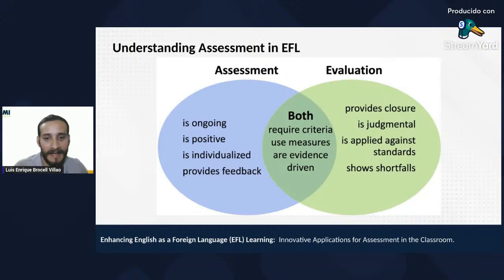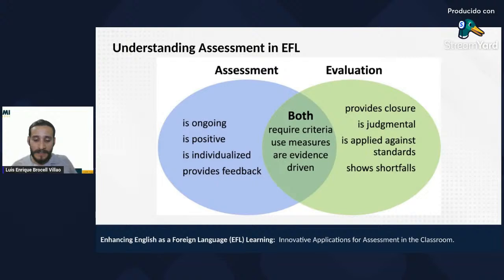It's applied against standards. We have a lot of standards in teaching, and they could be modified. An evaluation could be modified according to what we are teaching and show shortfalls in where our students, and even we, are failing. Okay, these are the main differences between assessment and evaluation. Remember, assessment can be done ongoing in the process. We can assess at the beginning, during the class, and at the end. Evaluation is mostly at the end.